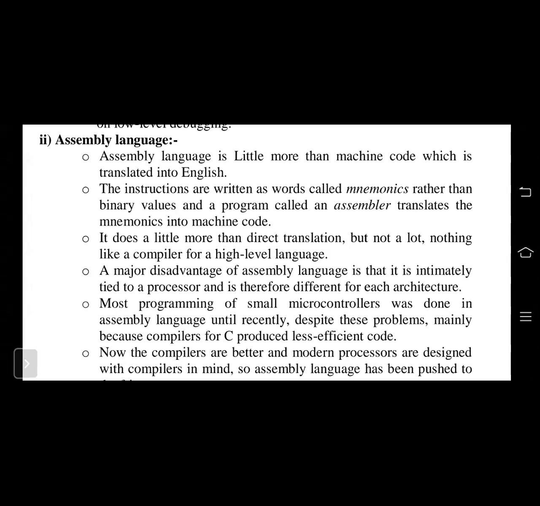So C, Java, these high level languages use a compiler. Assembly language uses an assembler, isn't it, for converting your program into machine understandable language. So it does a little more than direct translation, but not a lot. Nothing like a compiler for a high level language.